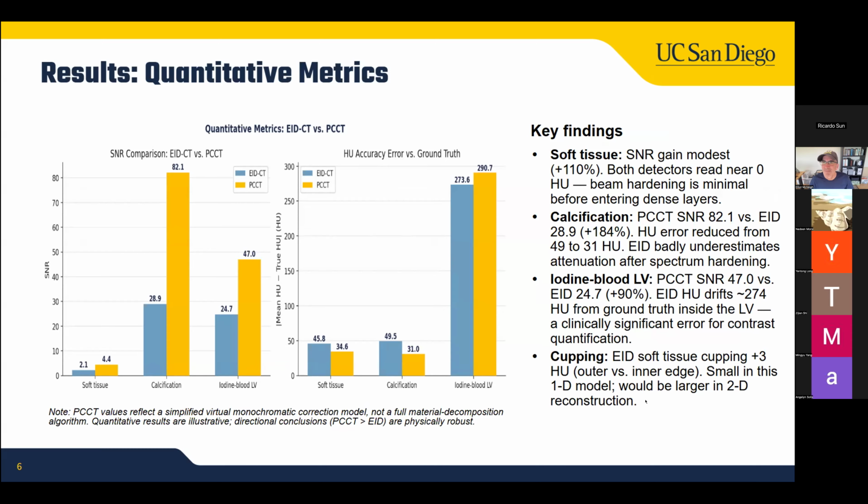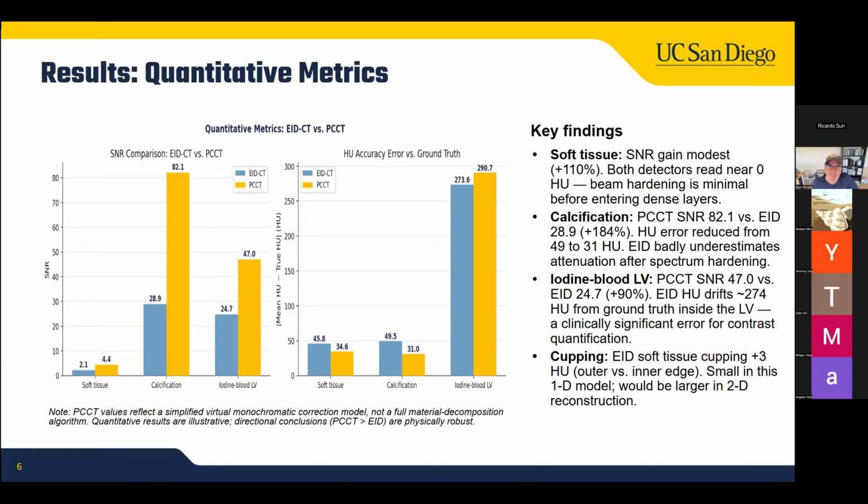Moving to our quantitative metrics, the left chart shows the signal-to-noise ratio across all three tissue types, and the right shows absolute Hounsfield unit error relative to the ground truth. In the soft tissue, both detectors perform similarly. The signal-to-noise ratio is 2.1 for the energy integrating detector versus 4.4 for the photon counting CT, with Hounsfield unit errors around 46 and 35 respectively. And this is expected, as beam hardening is minimal before the ray encounters any dense material.